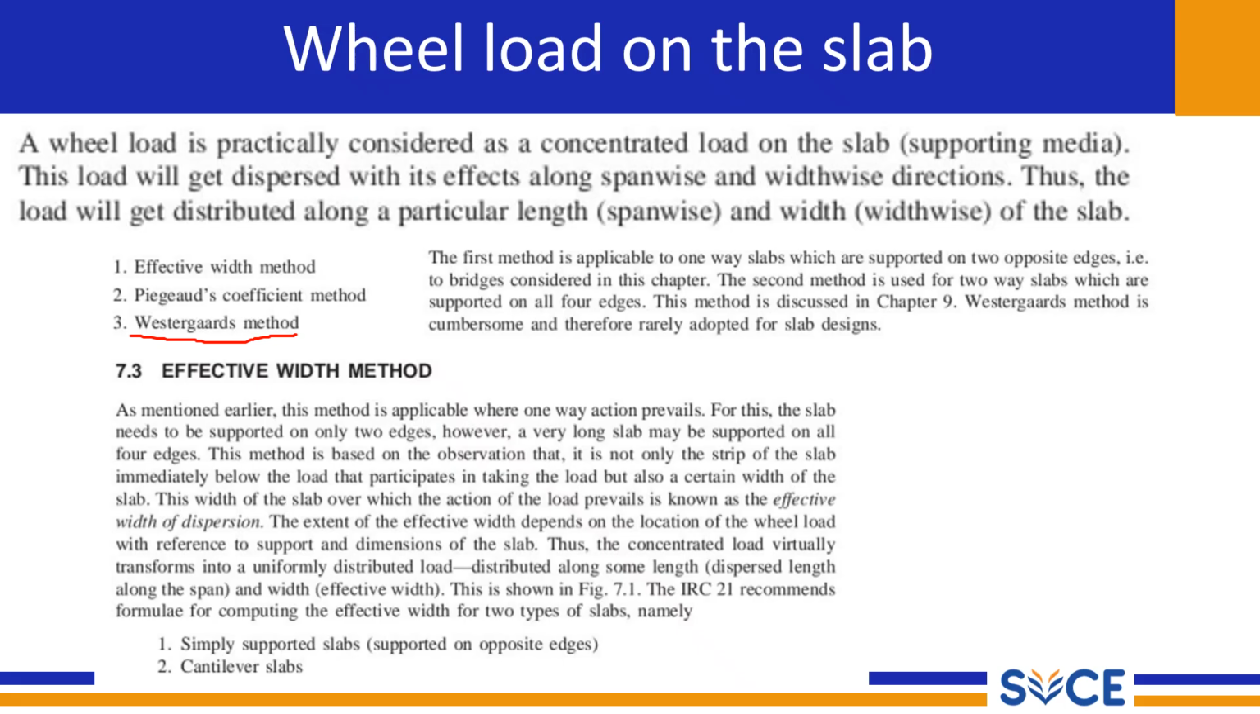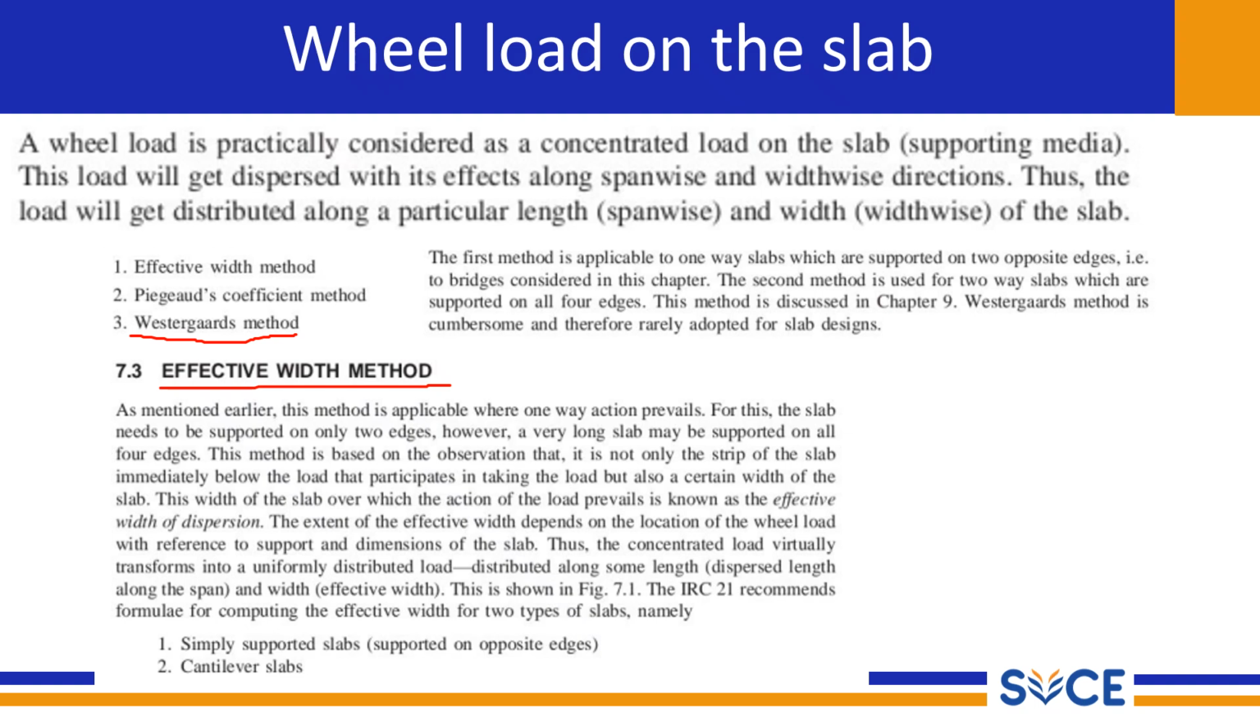So next let us see about this effective width method, which is commonly adopted in the calculation of the effective width and breadth of the live load. As mentioned earlier, this method is applicable only when one-way action prevails for the slab. The slab needs to be supported only on two edges. In our case, since it's a slab culvert, we have the two supports. However, very long spans may be supported on all four edges.